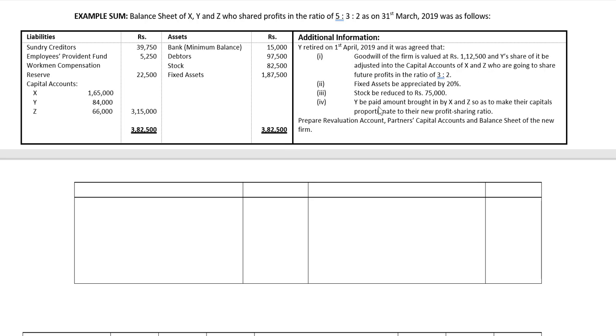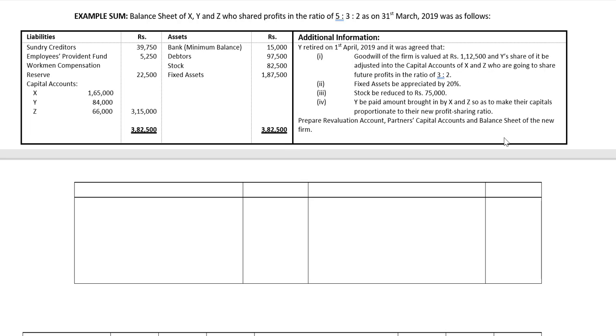Second point, fixed assets be appreciated by 20%. Third point, stock to be reduced to rupees 75,000. The fourth point, Y is to be paid through amount brought in by X and Z so as to make the capitals proportionate to their new profit sharing ratio. We are asked to prepare the revaluation account, the partners' capital accounts, and the balance sheet of the new firm.